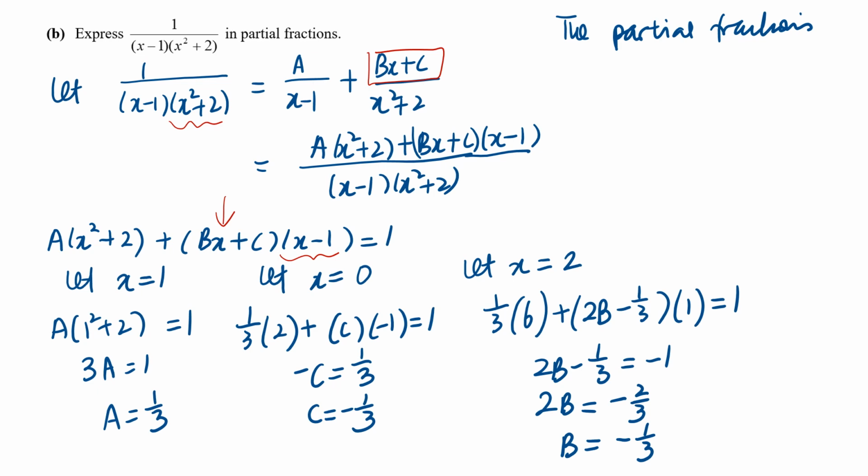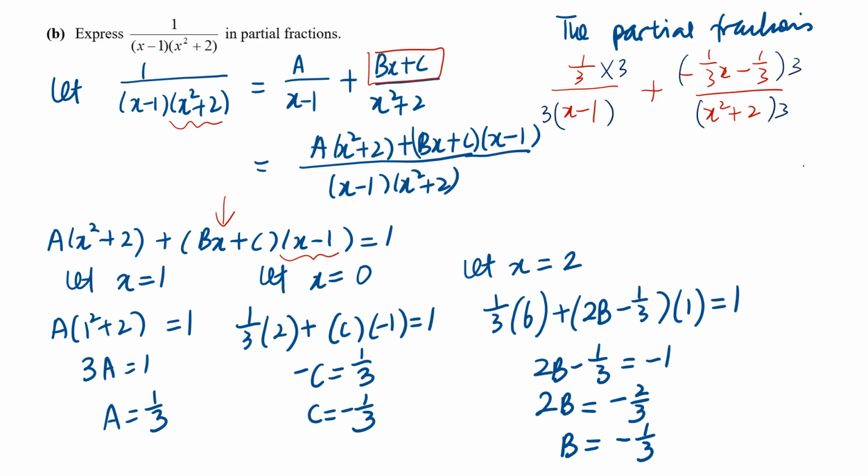So finally, after getting all these things, we can put them back into your partial fraction. So it will be a, which is 1/3 over x minus 1, plus negative 1/3 x minus 1/3 over x squared plus 2. Okay, remember, do not leave the answer as this because it is not simplified. You have to simplify it. To simplify it, what you can do is just multiply 3 at the numerator, multiply 3 at the denominator. Likewise also for the second fraction.